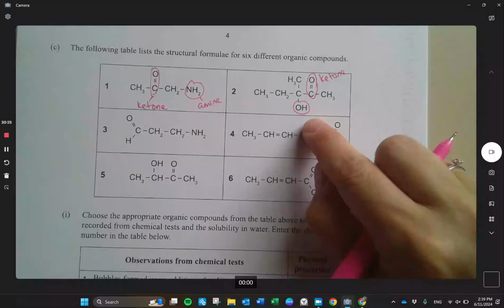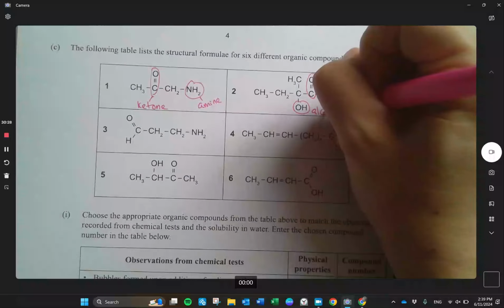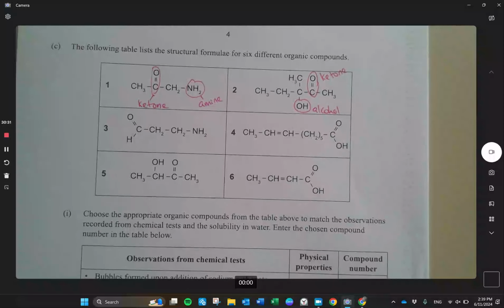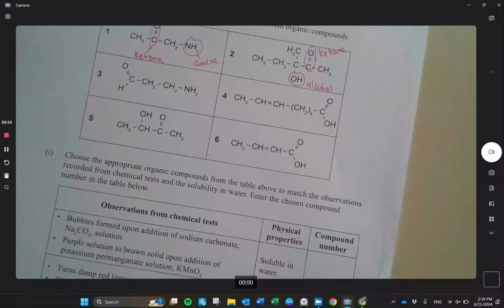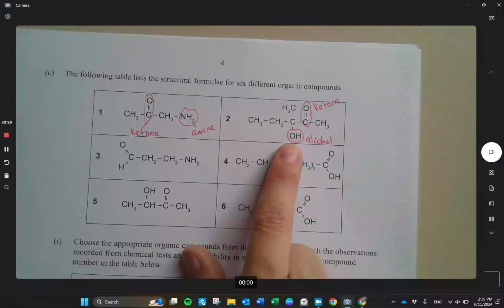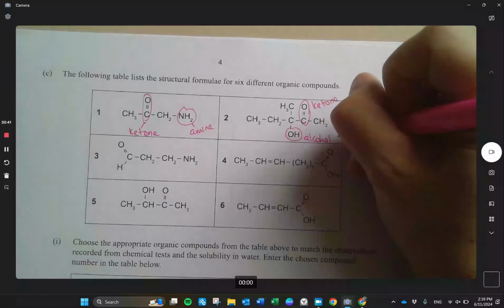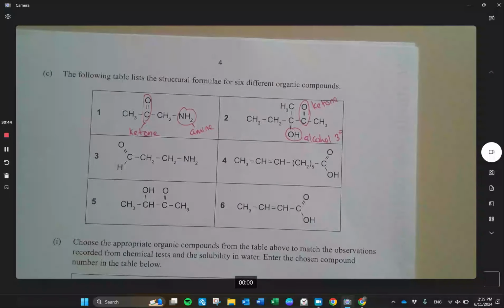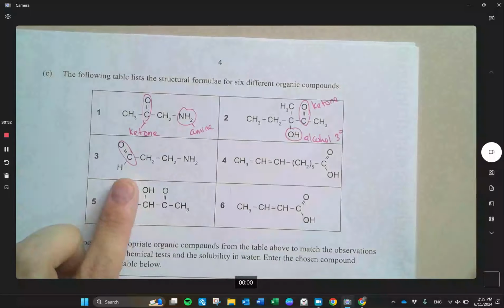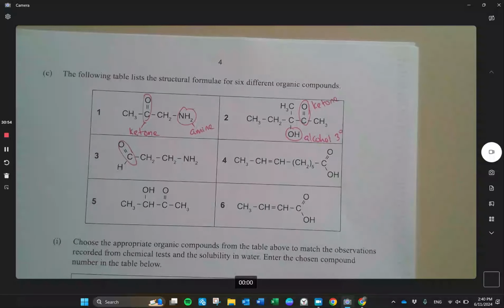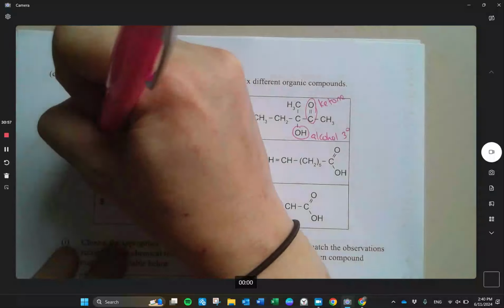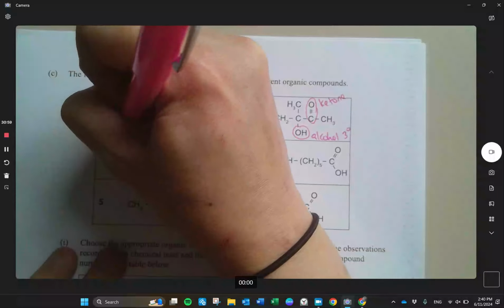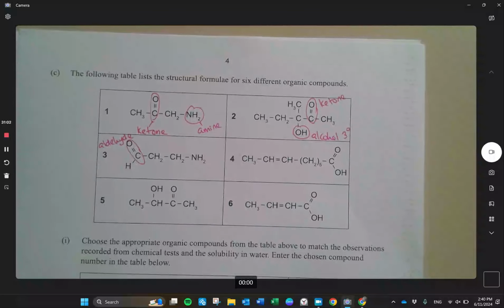What we need to be mindful of, it's useful to note if it's primary, secondary, or tertiary. You see how this alcohol is attached to this carbon, and this carbon is attached to 1, 2, 3. So it's a tertiary alcohol. Okay. This one here, we have a carbonyl, but it's attached to carbon number 1. So it's no longer a ketone, it is now an aldehyde. And then what about this guy? Amine again. So you need to know your functional groups.